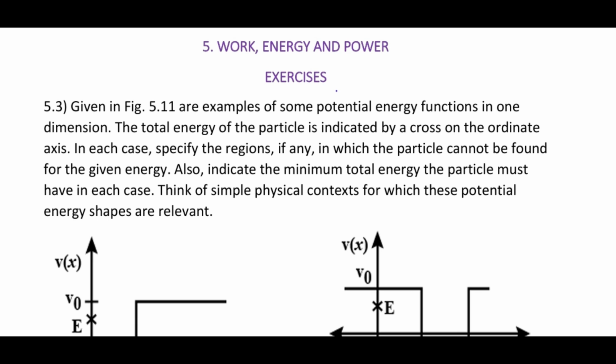In each case, specify the regions, if any, in which the particle cannot be found for the given energy. Also, indicate the minimum total energy the particle must have in each case. Think of simple physical contexts for which these potential energy shapes are relevant.